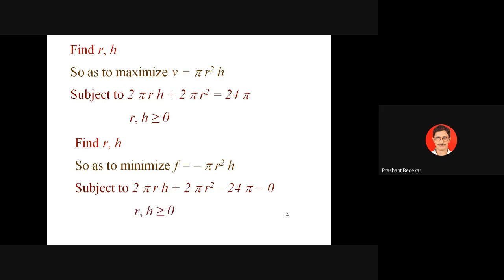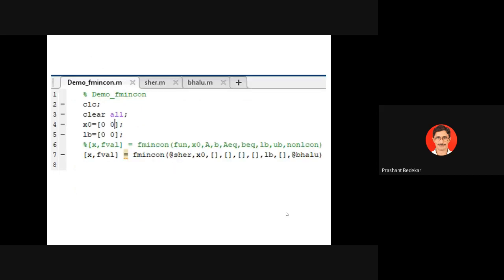Of course, r, h greater than or equal to 0. And as I said, I will not treat this as a constraint and convert it into less than or equal to type. No, this is a lower bound. This is a bound. No need to convert it to less than or equal to type.